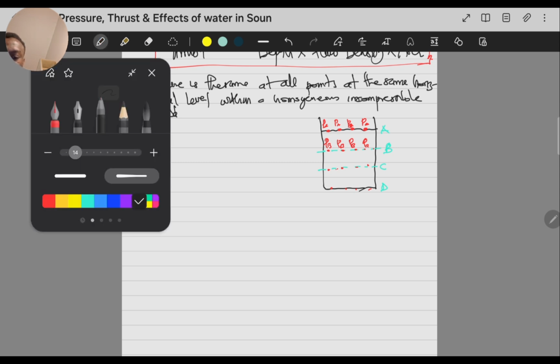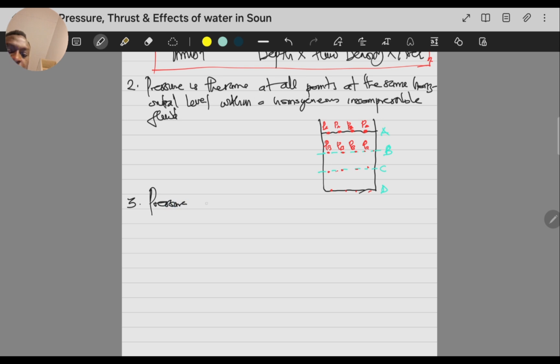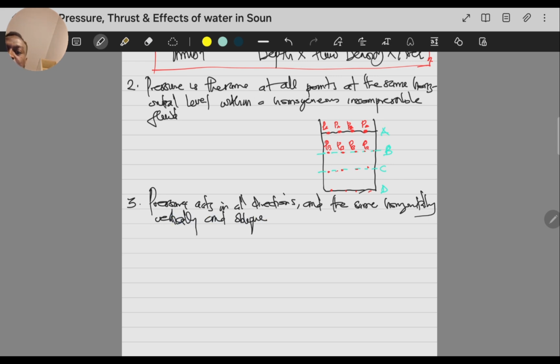So the third thing about pressure, the third analogy, is that pressure acts in all directions, and they are the same horizontally, vertically, and oblique. Again, what that simply means is, if we have a tank as well, with water or any kind of fluid.